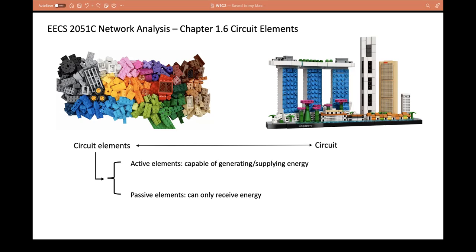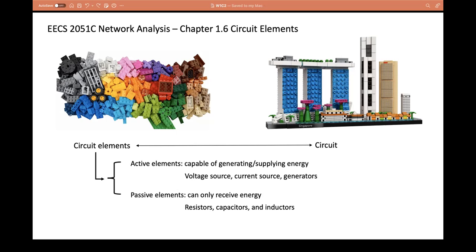So we have active elements and passive elements. The active elements are those that are capable of generating or providing energy to the circuit, such as voltage source, current source, or generators. Then the passive elements are those that can only receive energy, like resistors, capacitors, and inductors. They cannot provide energy in the circuit in any way.